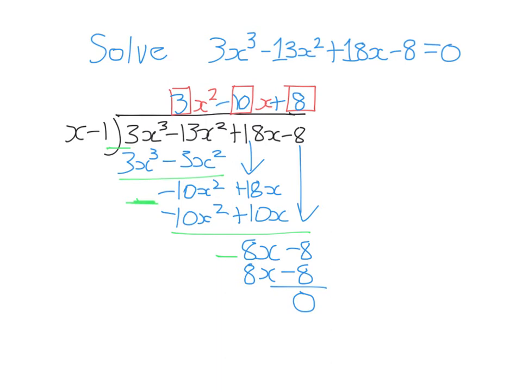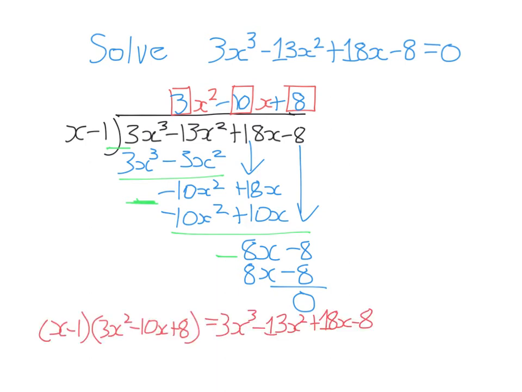So what I've actually just found is this: that my polynomial f(x) is x minus 1 times this quadratic. That's what it means that x minus 1 is a factor. I can multiply it by another polynomial to get this here. So if I want to solve this equation, now I can just factorize this. I can just factorize this using the AC method.